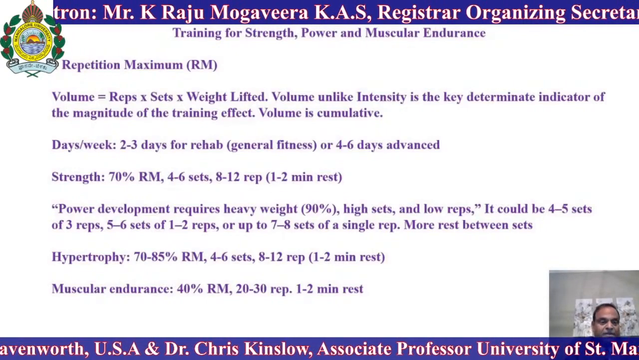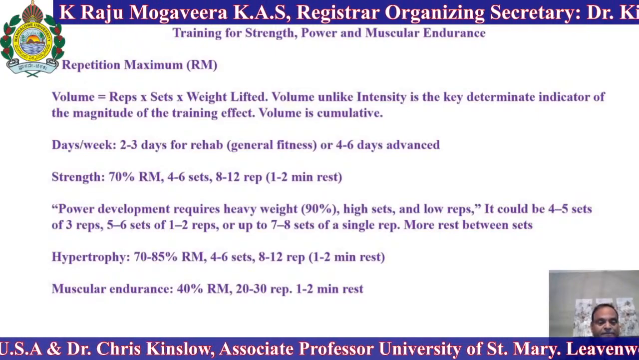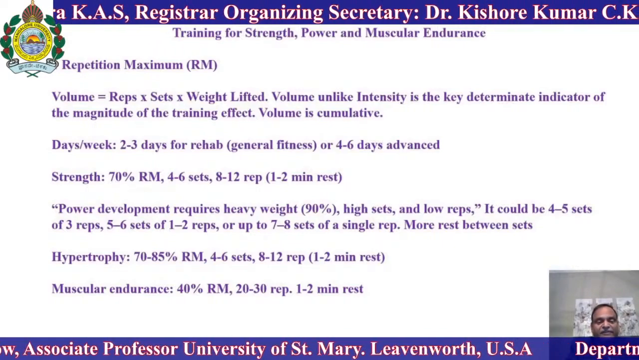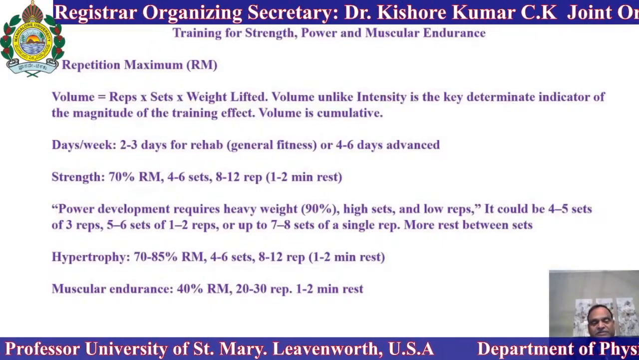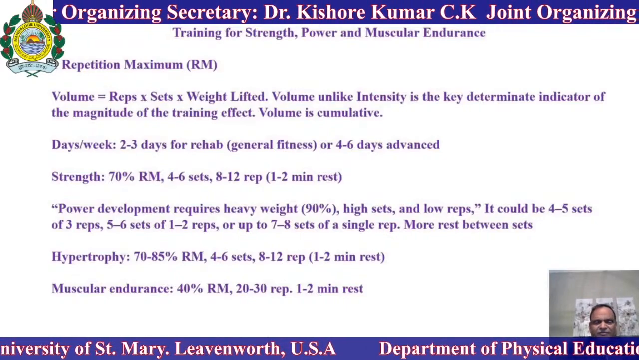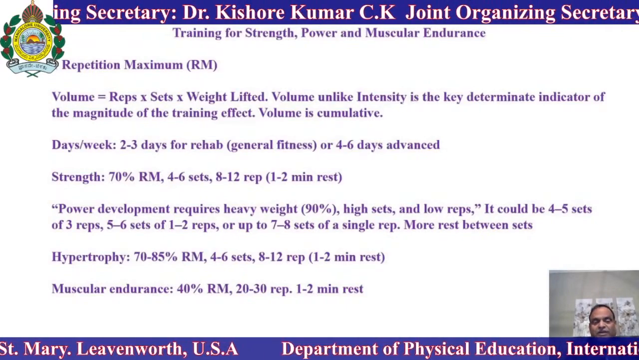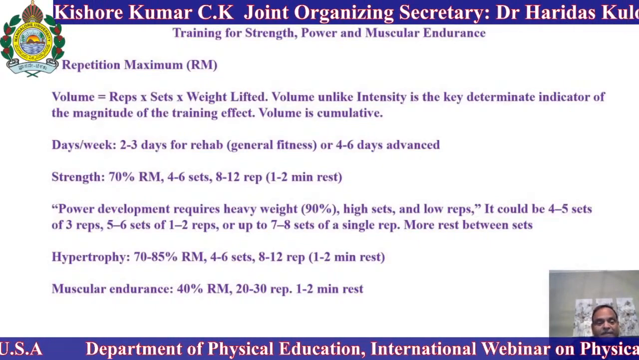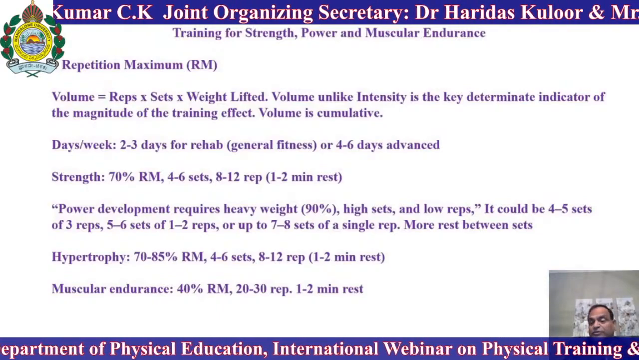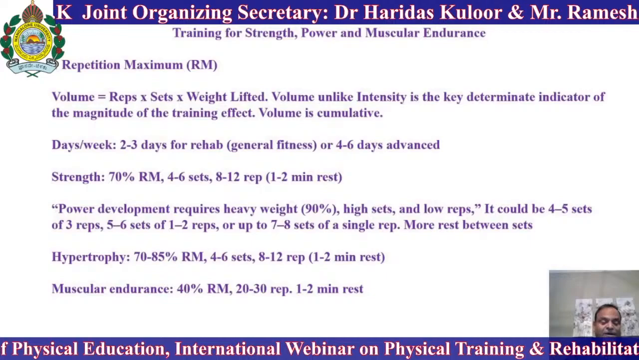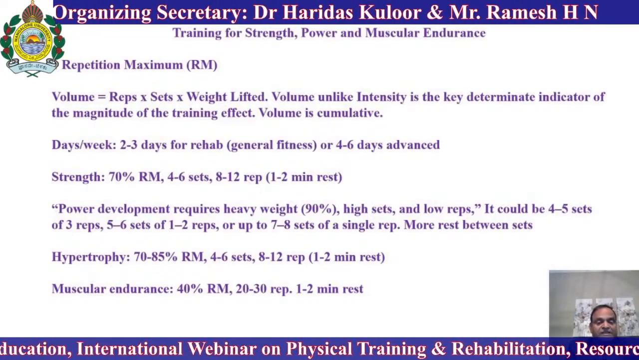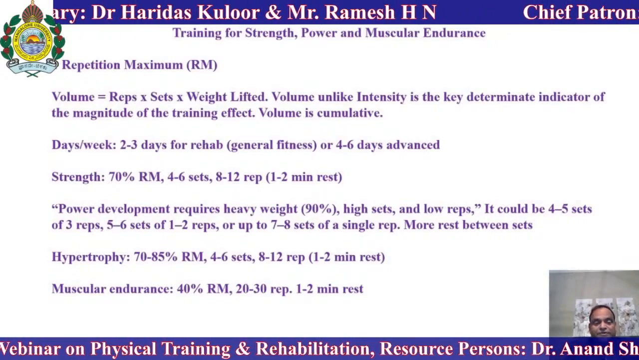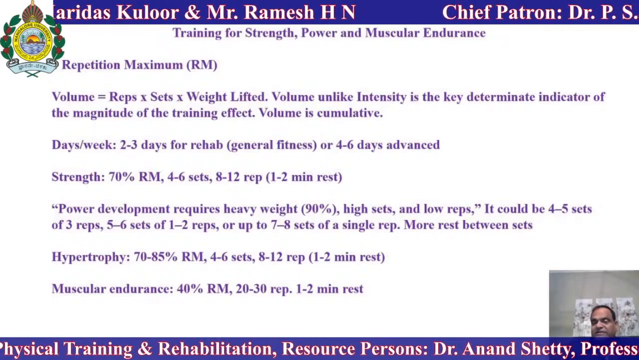speed is involved. To increase the hypertrophy of your muscle size, you go about 70 to 85% repetition max, 4 to 6 sets and 8 to 12 repetitions. And to improve your muscular endurance, this is recommended for individuals who are doing general fitness or the elderly population: 40% of repetition max, 20 to 30 repetitions, and maybe 1 to 2 sets, with 1 to 2 minutes rest in between.